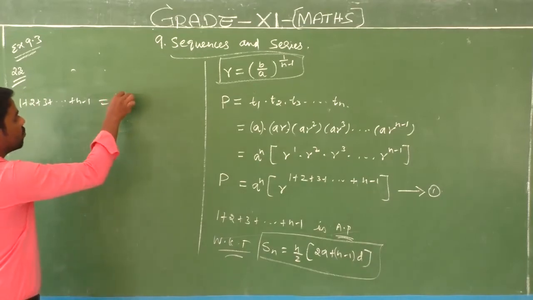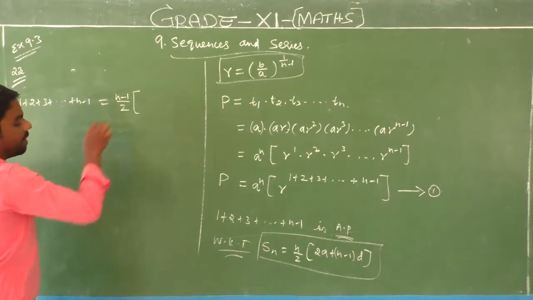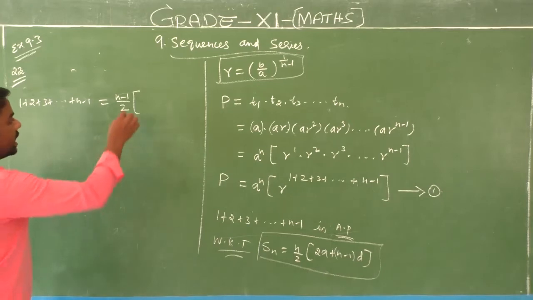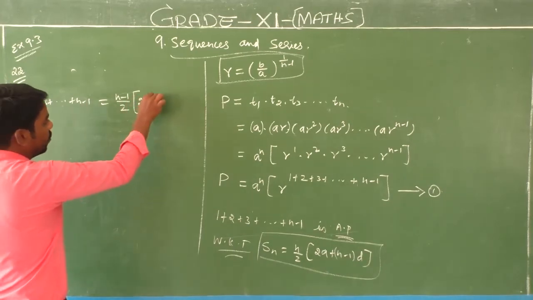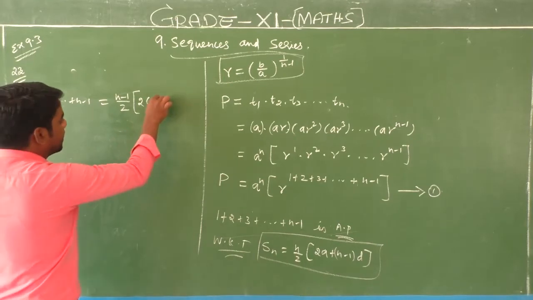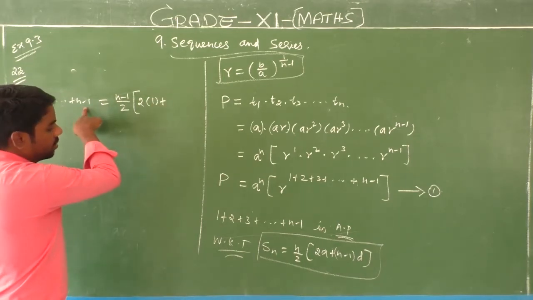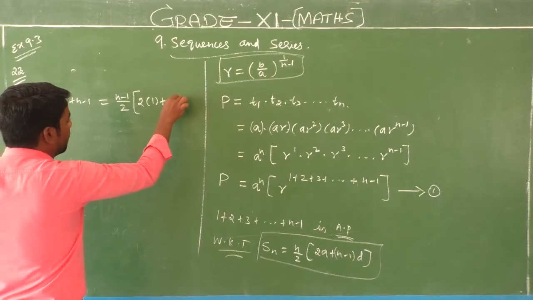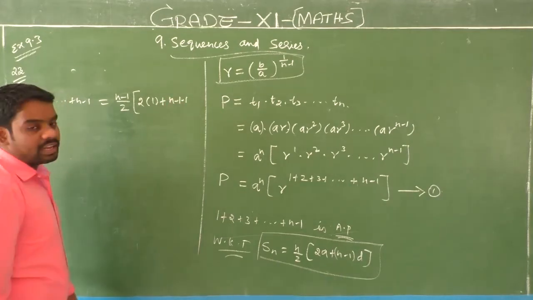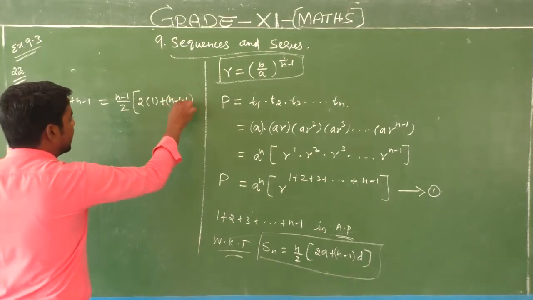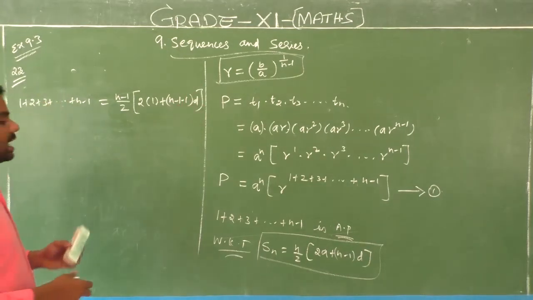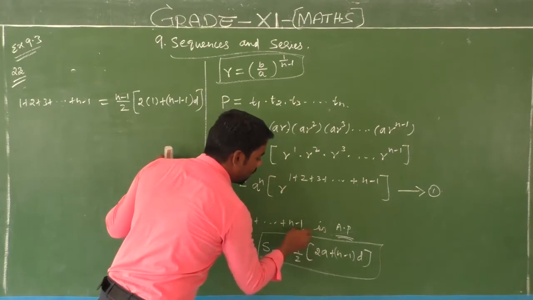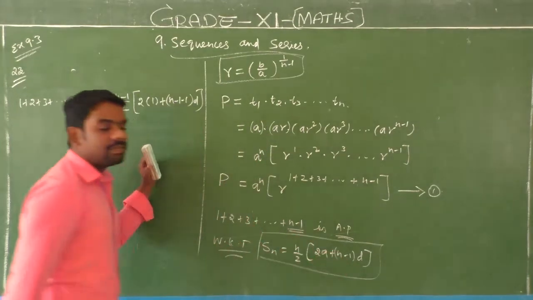So (n-1)/2 into 2A, where A is the first element. Here the first element is 1, so 2 into 1, plus n minus 1 minus 1 into D. Here n is replaced by n minus 1.